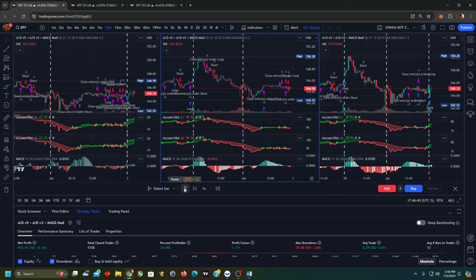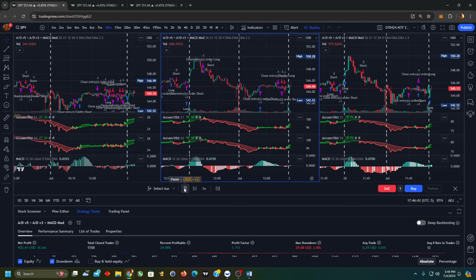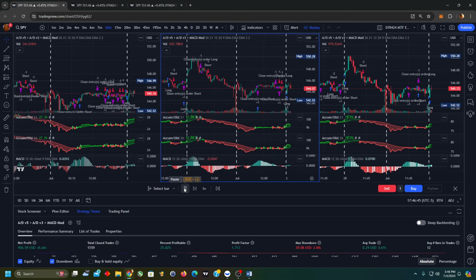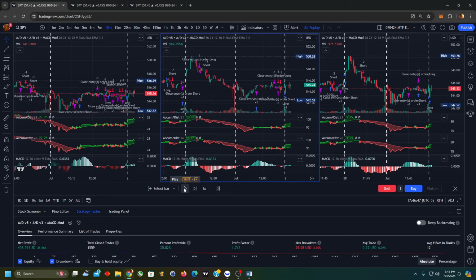On the 10-minute, there's the start of Tuesday, the 2nd. We have the same thing, positive MACD momentum, positive accumulation distribution. The 15-minute had positive MACD momentum from Monday the 1st, the day before, and the accumulation distribution just turned positive.